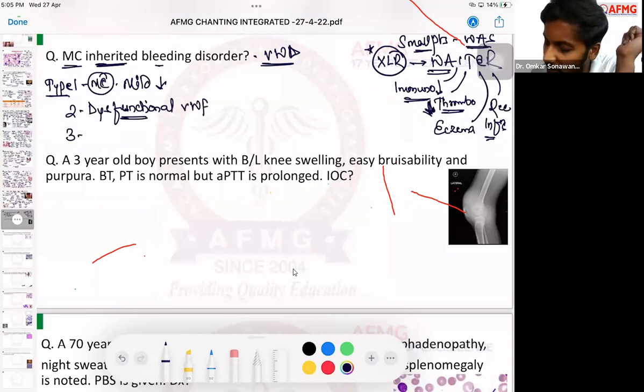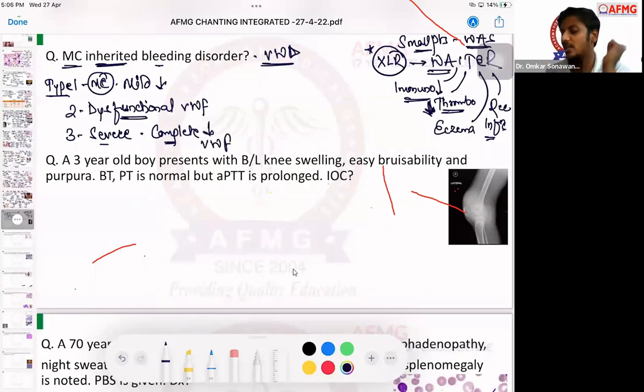Type 3 is the most severe type. Here there is complete deficiency or complete absence of von Willebrand factor in the patient. Therefore, it is the most severe type. Here also the patient will have the same symptoms as in thrombocytopenia: petechiae, purpura, recurrent bleeding, epistaxis, menorrhagia, and post-operative bleeding. All of these features are seen in von Willebrand disease also.